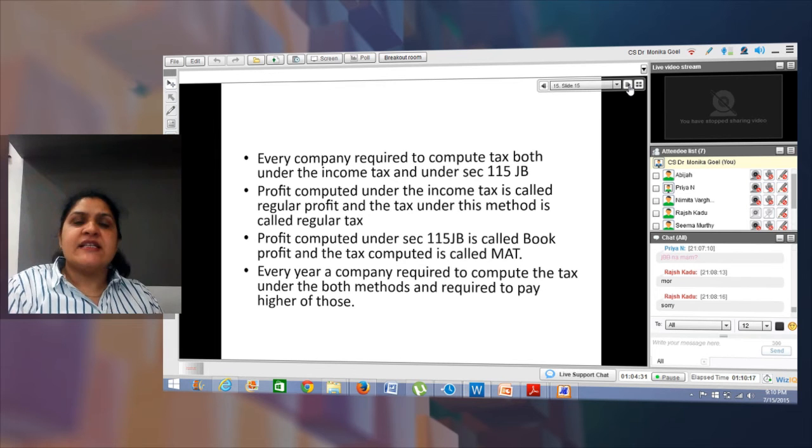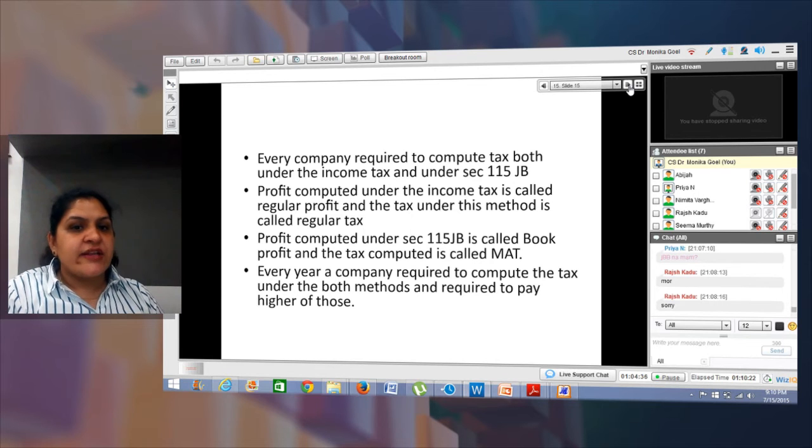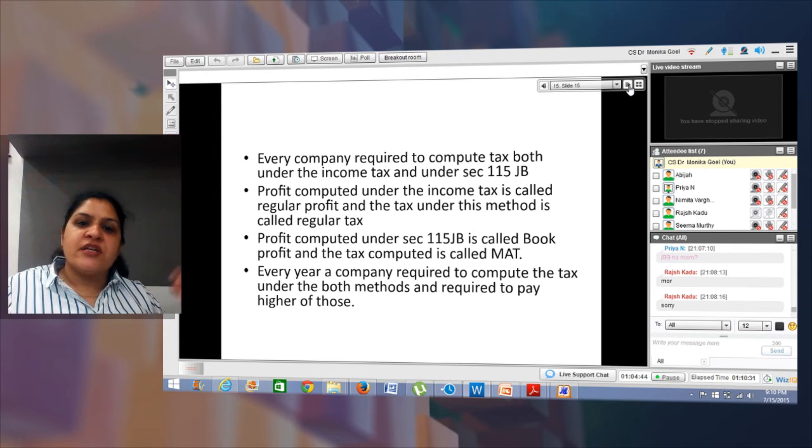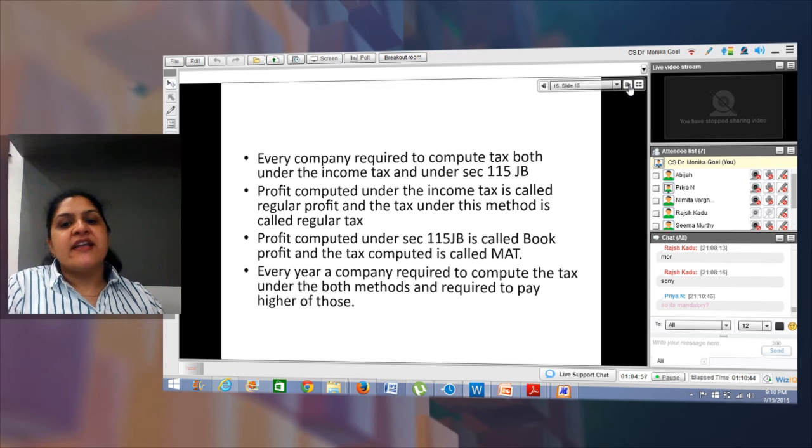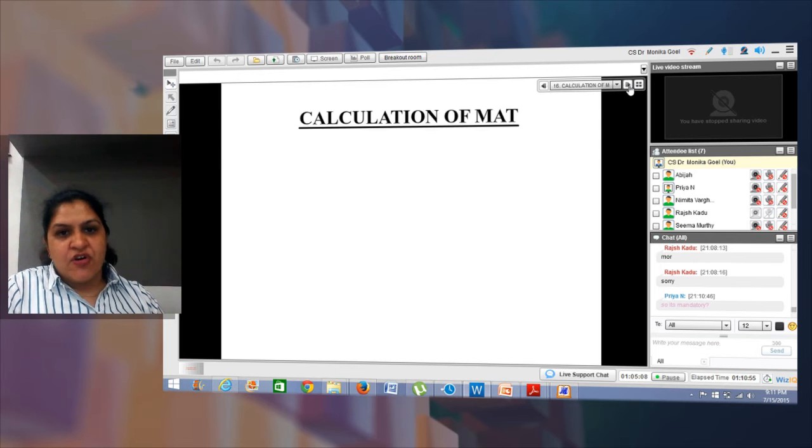Since the time section 115JB has been introduced, every company is required to calculate both the regular income tax and the minimum alternate tax under section 115JB. The profit which is computed under the regular provisions of the Income Tax Act is called regular profit, and the tax is called regular tax. And the profit which is computed under section 115JB is called book profit, and the tax is called minimum alternate tax. So every company is required to calculate both the taxes every year, and whichever is higher, every company is required to pay that. Yes, of course it is mandatory.